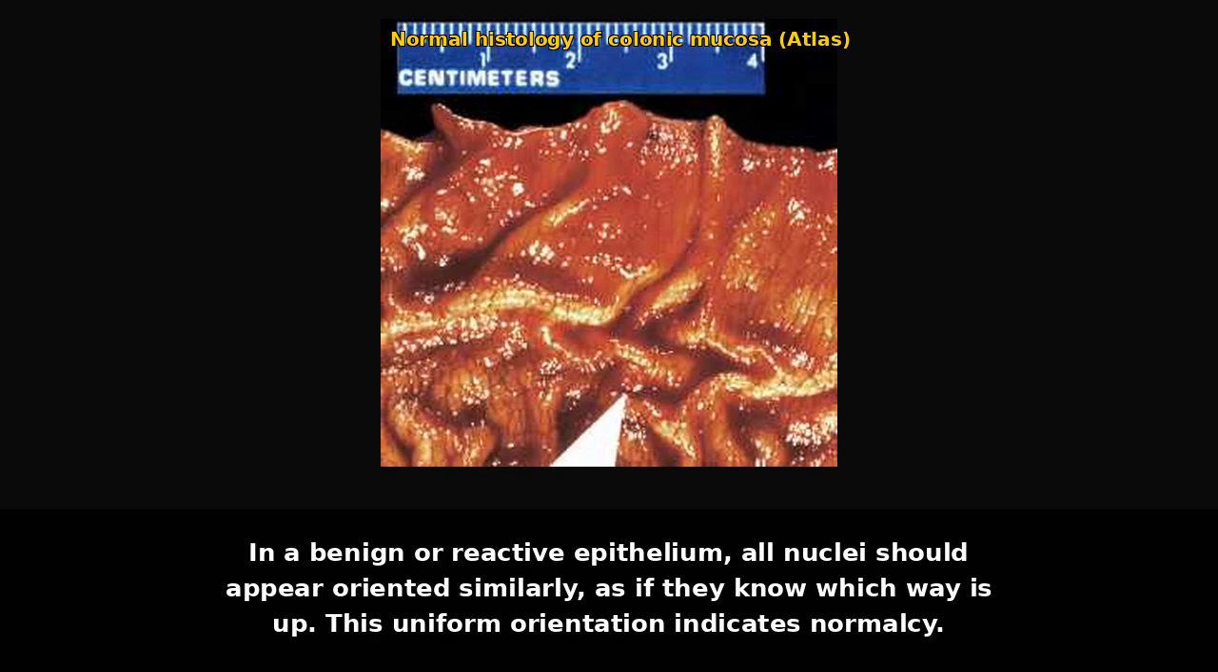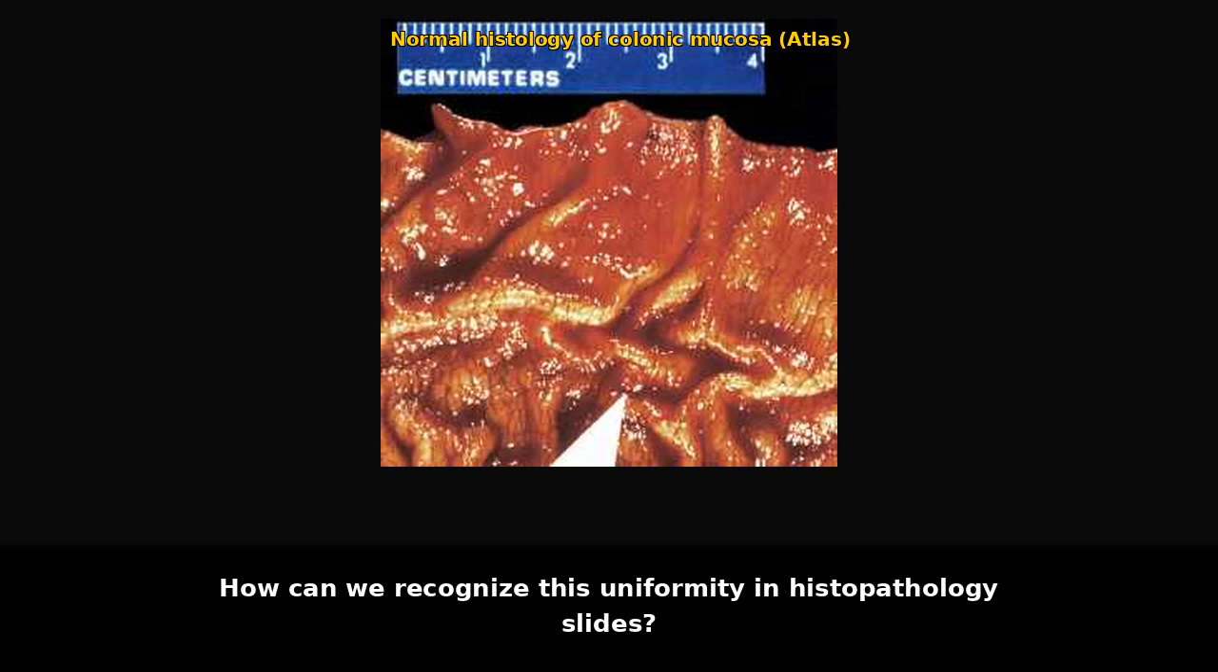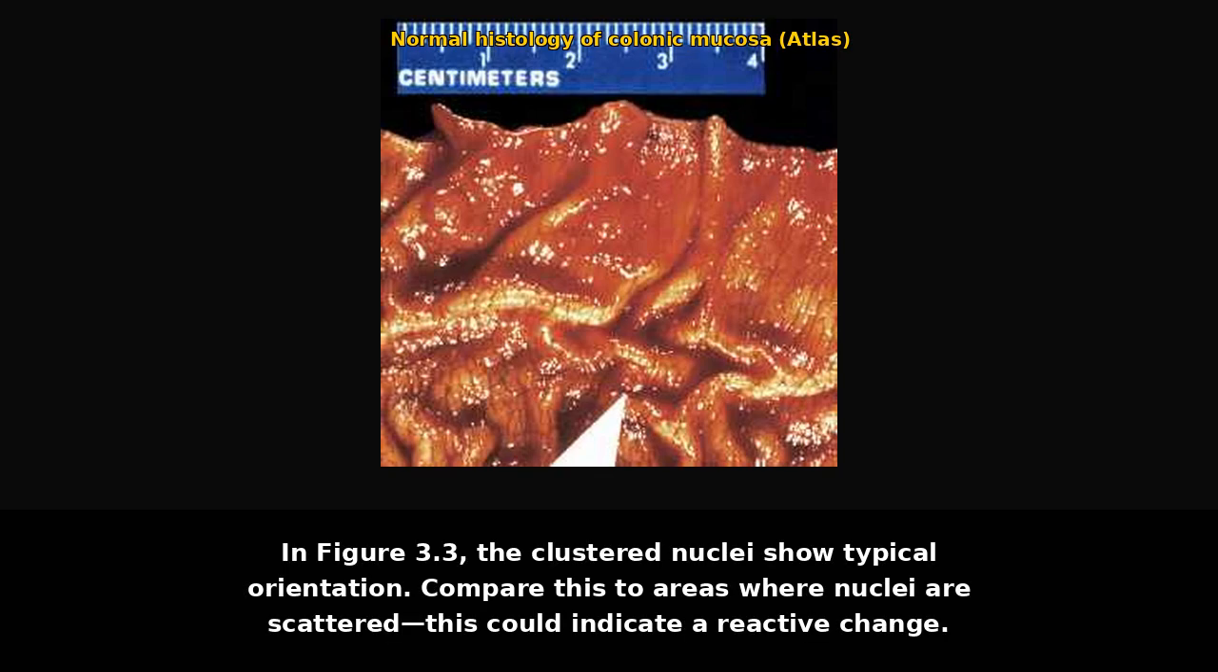In a benign or reactive epithelium, all nuclei should appear oriented similarly, as if they know which way is up. This uniform orientation indicates normalcy. How can we recognize this uniformity in histopathology slides? In figure 3.3, the clustered nuclei show typical orientation. Compare this to areas where nuclei are scattered. This could indicate a reactive change.